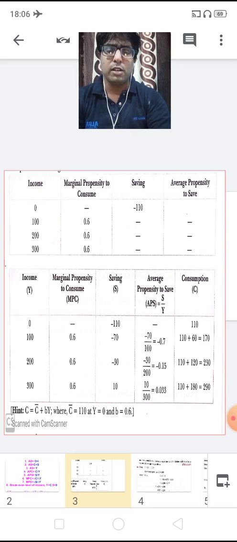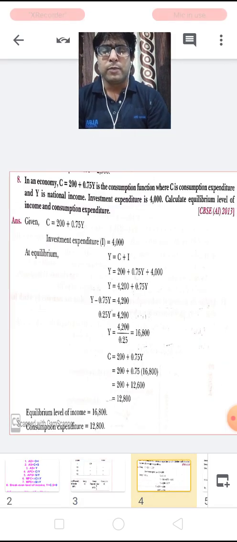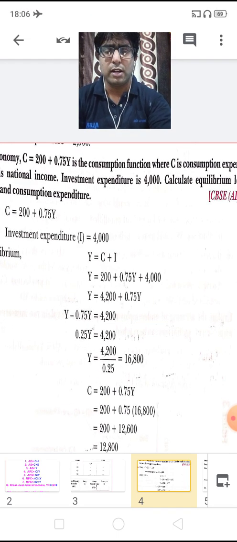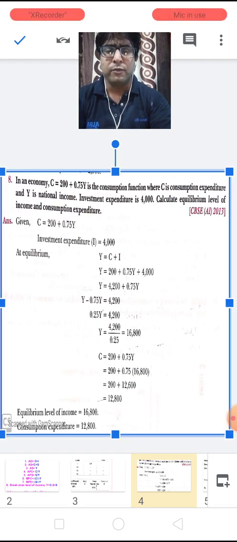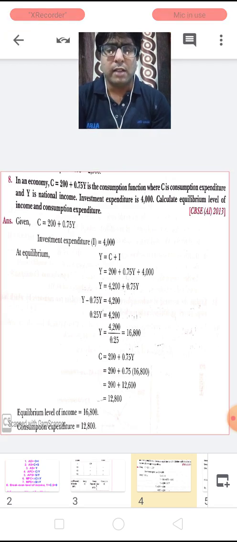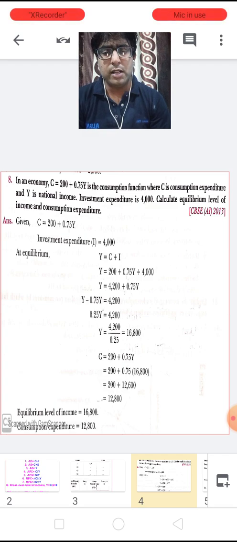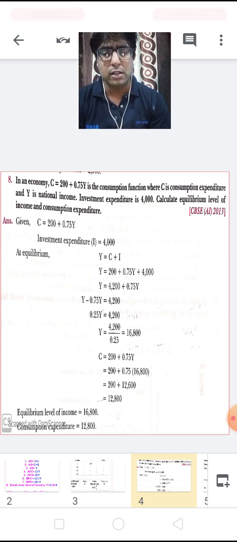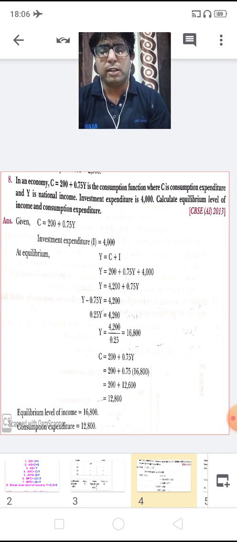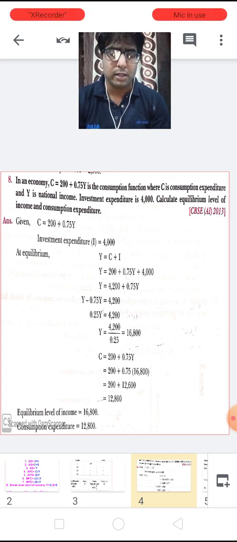Now let us proceed to the next numerical. Our next numerical says that in an economy, consumption is 200 plus 0.75Y, which is the consumption function, where C is the consumption expenditure and Y is the national income. Investment expenditure is given as 4,000, and we need to find the equilibrium level of income and consumption expenditure.